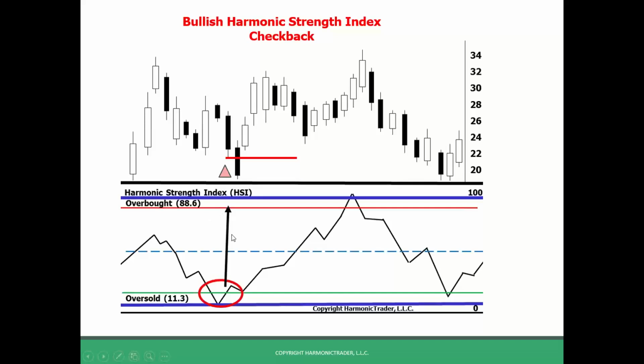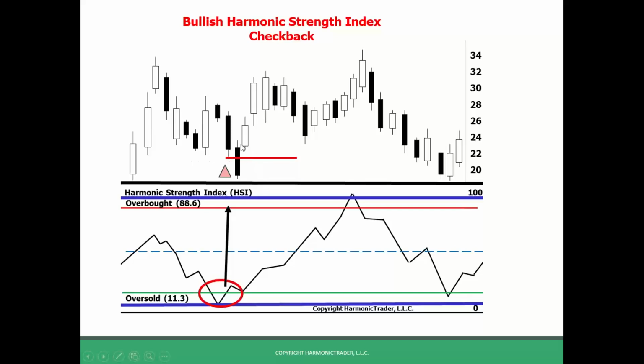We will get the signal on the close of the bar where it will hit the oversold and pop out. The oversold is 11.3 in HSI. Overbought is above 88.6. So it has to hit that or go below and pop out. Now that will form on the close of that bar. You'll get a pink arrow. And then what do we see?